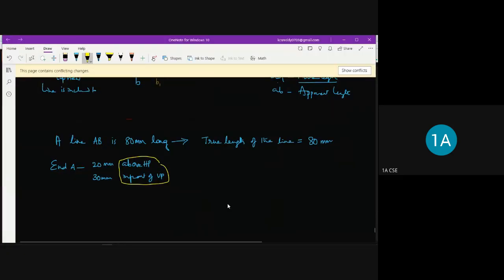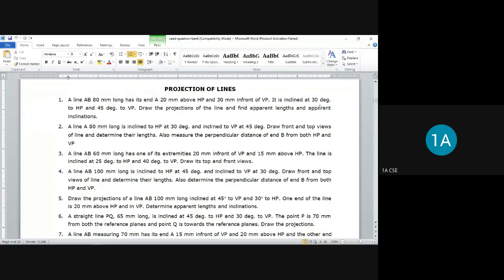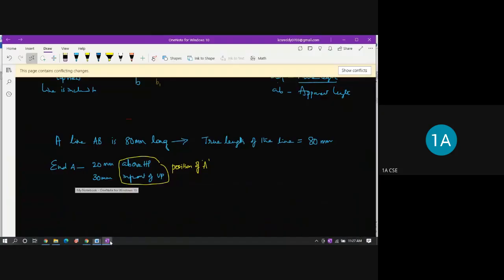Have you got it? This is the position of A. Next, what is given? You need to analyze the question based on the data given. One more is, it is inclined at 30 degrees to HP. The question says it is inclined at 30 degrees to HP as well as 45 degrees to VP.